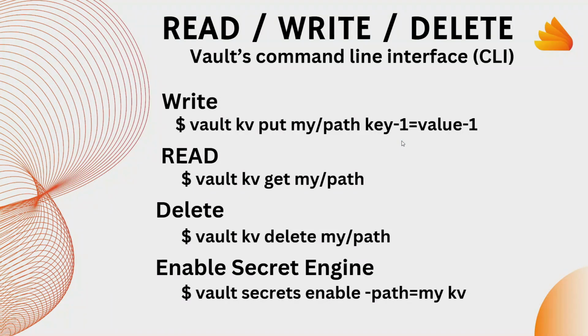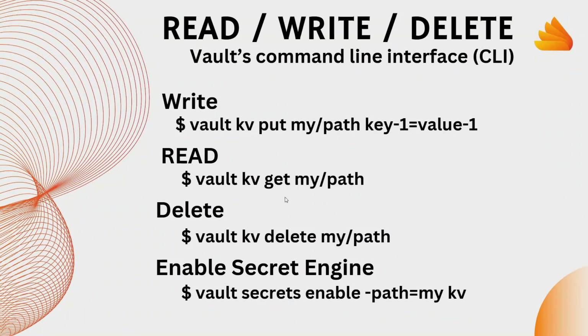And our next command is for reading the secret we stored. We use this command to retrieve the data from Vault. Here is the syntax. Vault kv get retrieves the secret stored at the specific path, and my path shows the path where the secret is stored.